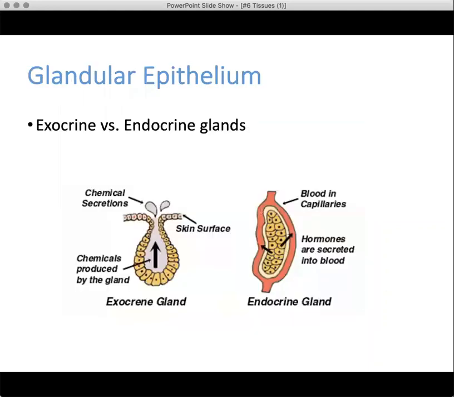All right, and then remember, there's also glandular epithelium, which forms glands. And a gland can be either one cell or a group of cells that make and secrete a product. And there are two types of glands. Endocrine glands secrete hormones into the blood, and exocrine glands secrete a non-hormone product either into a duct or onto a surface.